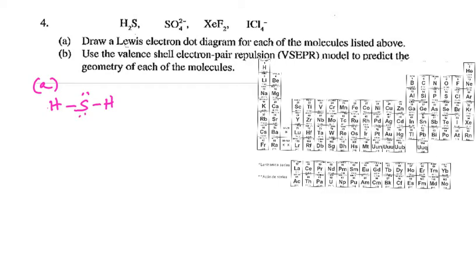Double check to make sure everything is happy. Hydrogen only needs the 2 in the bond. Sulfur needs 2, 4, 6, 8. It's set, and that hydrogen has its 2 in the bonds. We should always check that at the end.